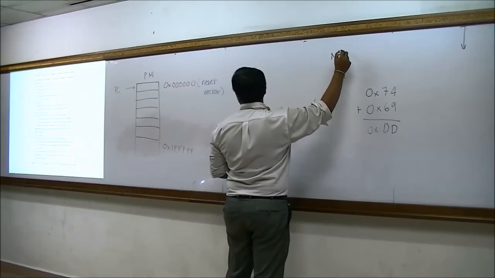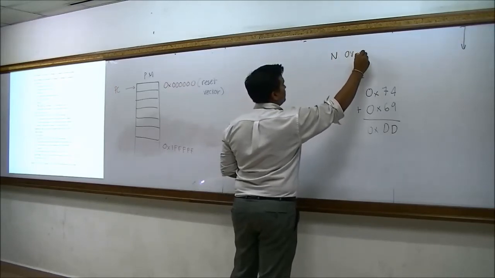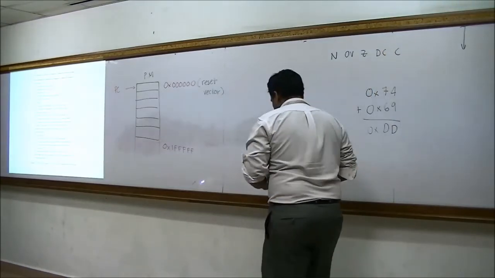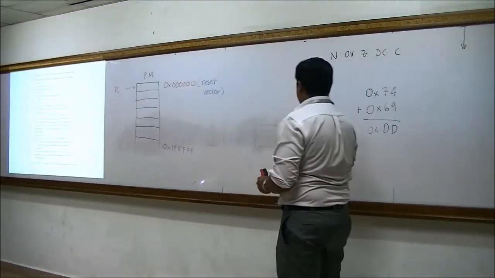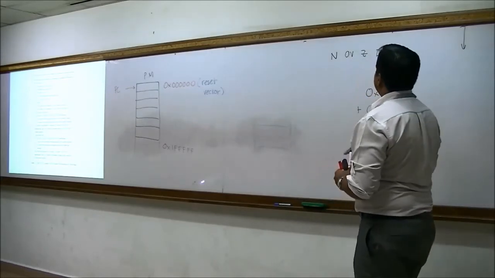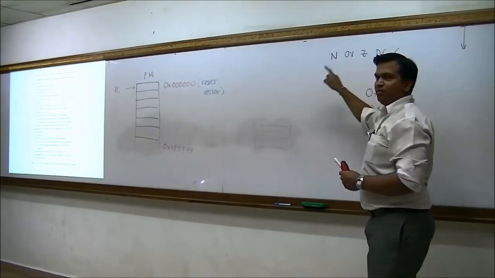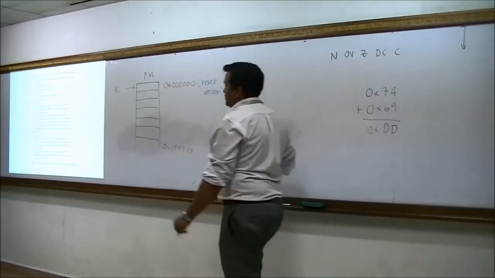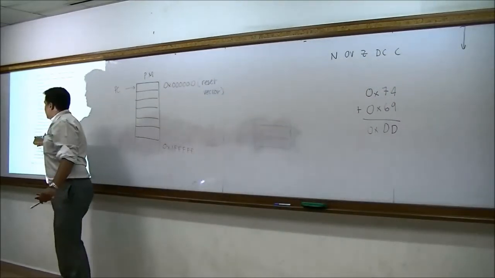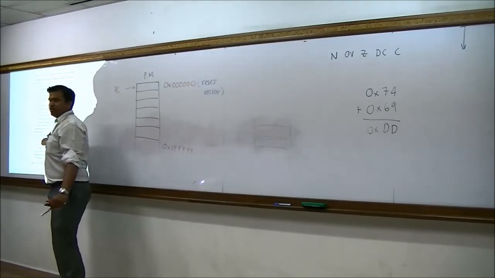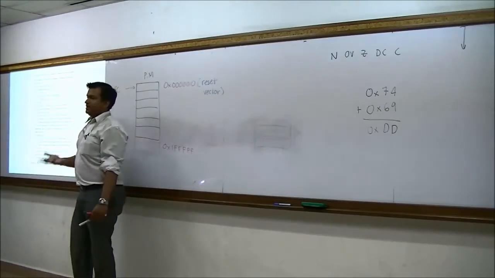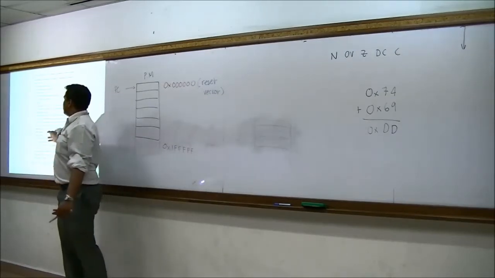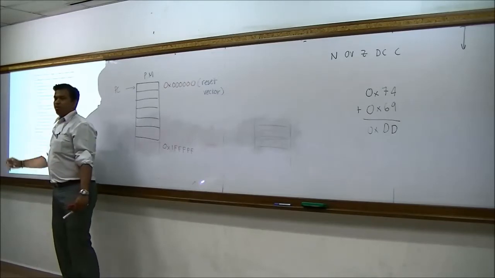So we have N, we have OV, we have Z, DC and C, so we have to ask ourselves one by one. First one is C. C has two options actually. It's either a carry or borrow bit. Carry happens when you perform addition. Borrow happens when you perform subtraction. This is digit carry and borrow bit.